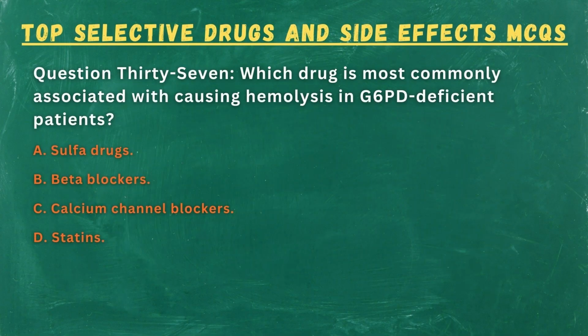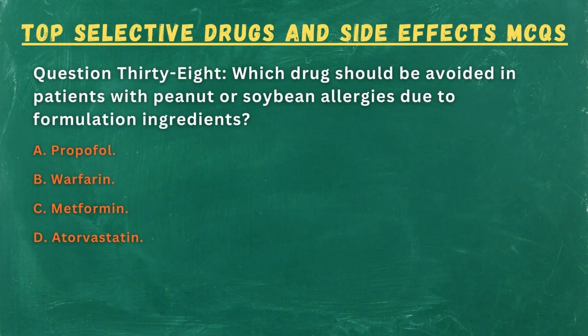Question 37. Which drug is most commonly associated with causing hemolysis in G6PD deficient patients? A. Sulfa drugs. B. Beta blockers. C. Calcium channel blockers. D. Statins. Answer: A. Sulfa drugs.